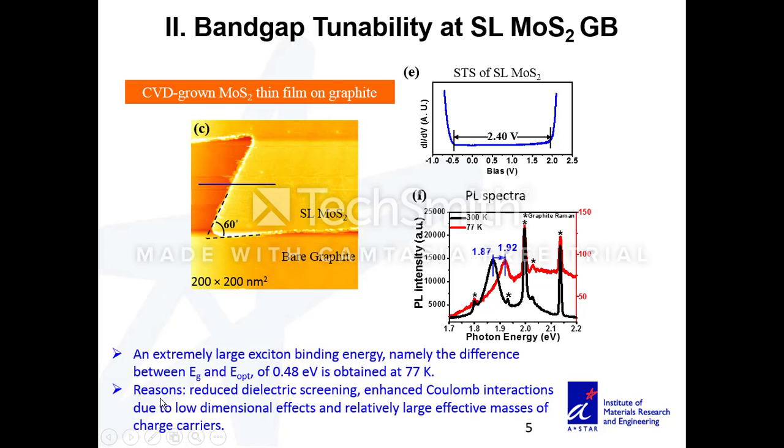The reasons for such a large exciton binding energy are reduced electric field screening, enhanced Coulomb interaction, and also the large effective mass of the charge carriers in low dimensional TMD materials.